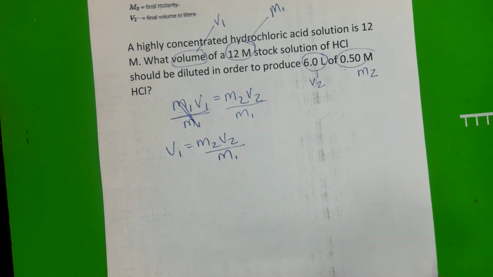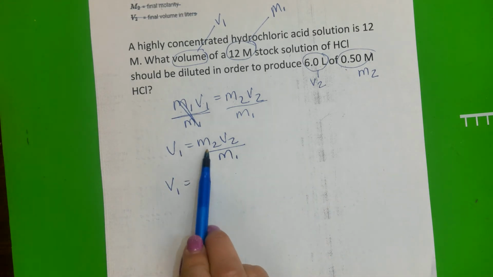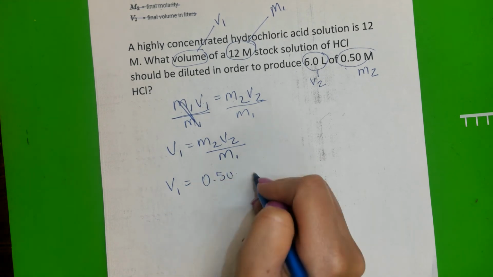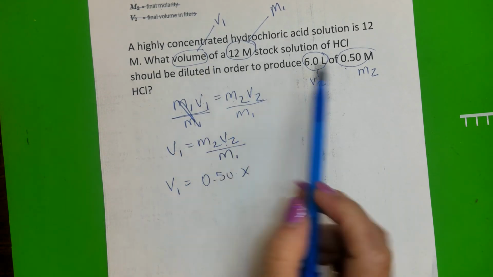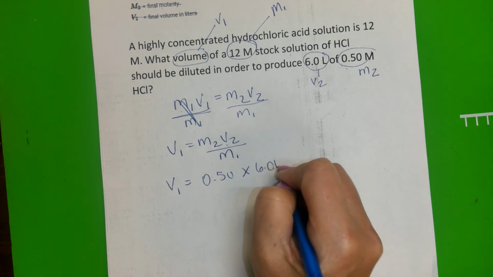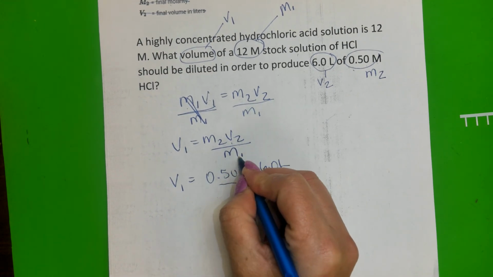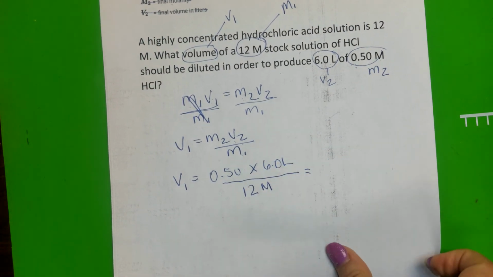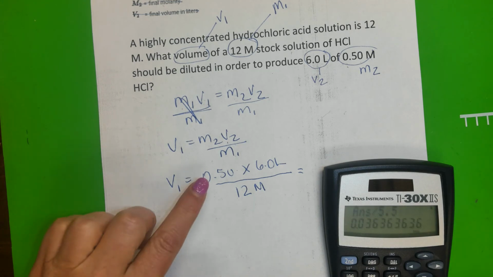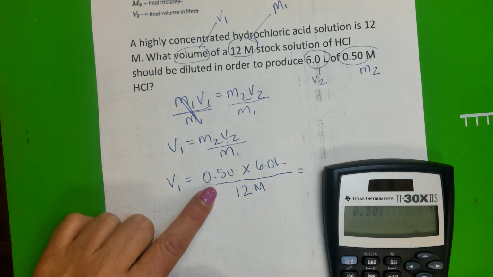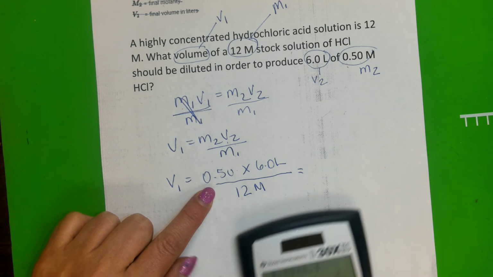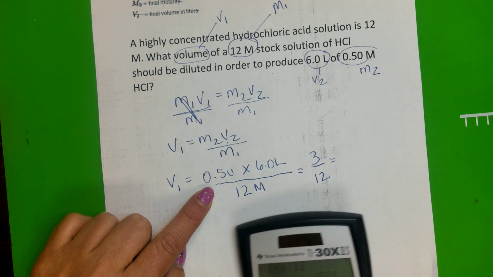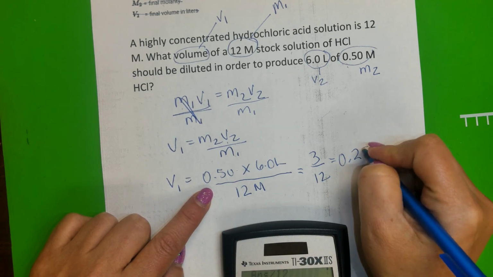So now we're ready to calculate. V1 equals M2, which is 0.50 molarity, multiplied by V2, which is 6.0 liters, and then you divide by M1, which is 12 molarity. Okay, now very simple math. You multiply the top, 0.50 times 6.0, that will be 3, divided by 12. 3 divided by 12 would be 0.25.